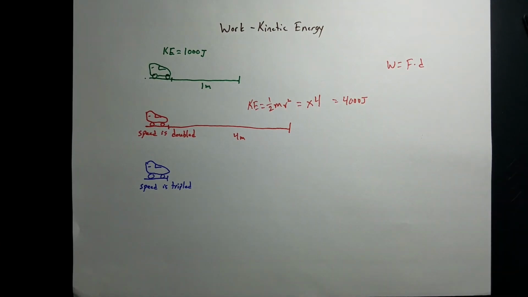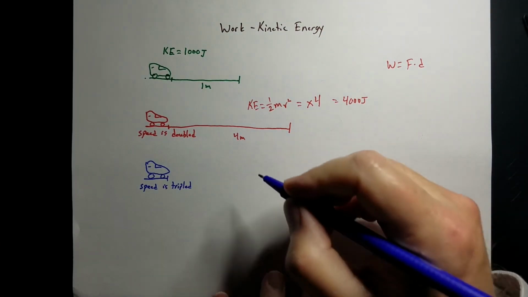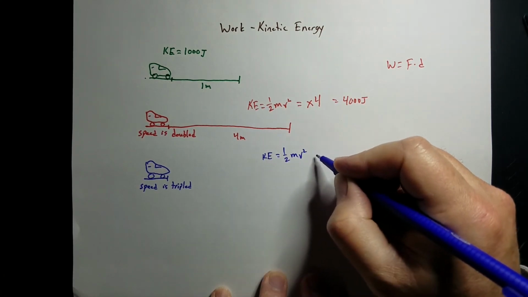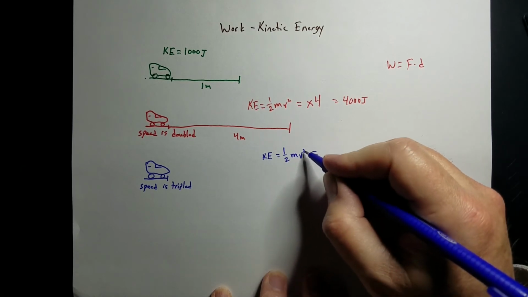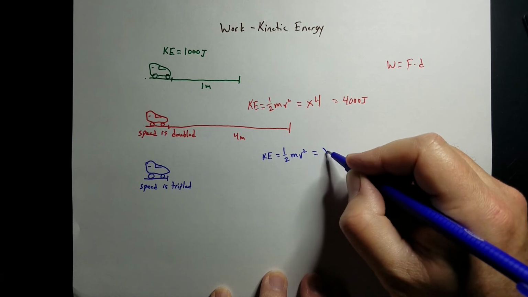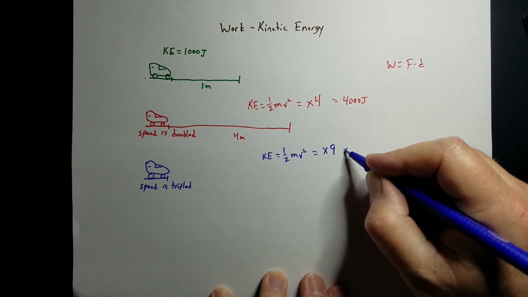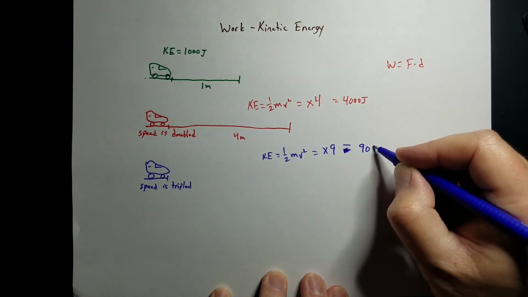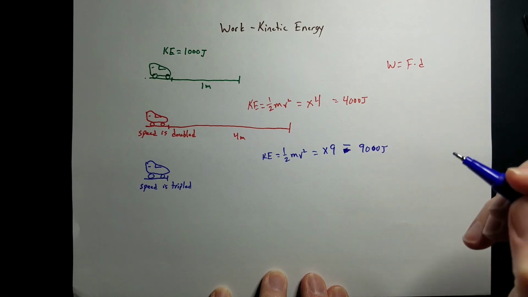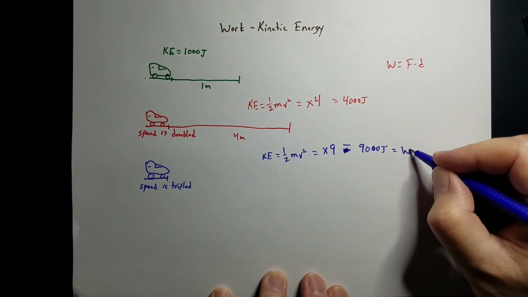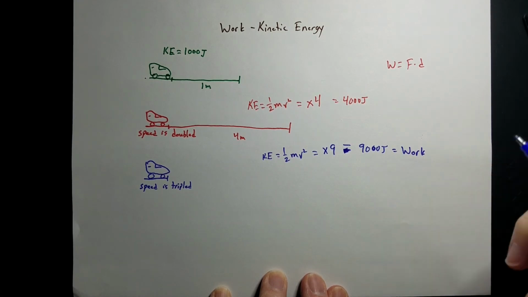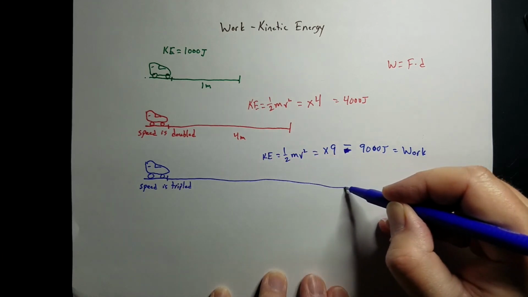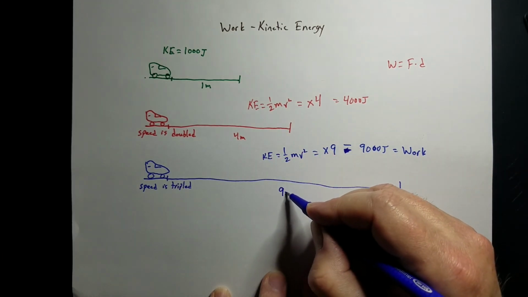Well, what if we triple the speed? If we triple the speed, again, mass stayed the same, but v is now 3 times as much. 3 squared is 9. So the kinetic energy would go up by a factor of 9. And so it would have, if we wanted to know the number, 9,000 joules of kinetic energy. Well, that means the brakes have to do 9,000 joules of work to stop it. And if the braking force is the same, the only way we can get 9 times as much is to go 9 times the distance. So 9 meters.